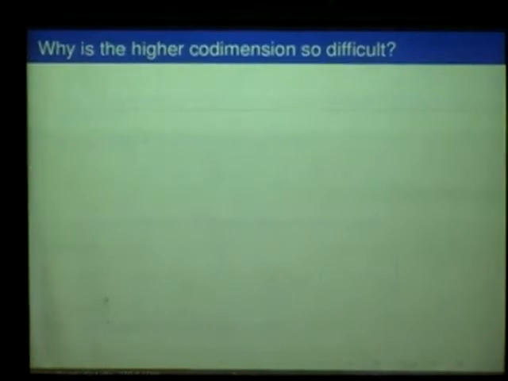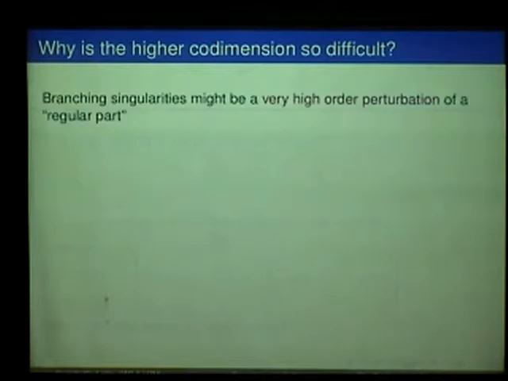Okay, so why is the higher codimension so difficult? So why actually is it so difficult to prove the regularity or to get the optimal regularity theory in higher codimension? So let me just give you the most basic idea why this is difficult. So the problem is that branching singularities might be very high order perturbations of a regular situation.